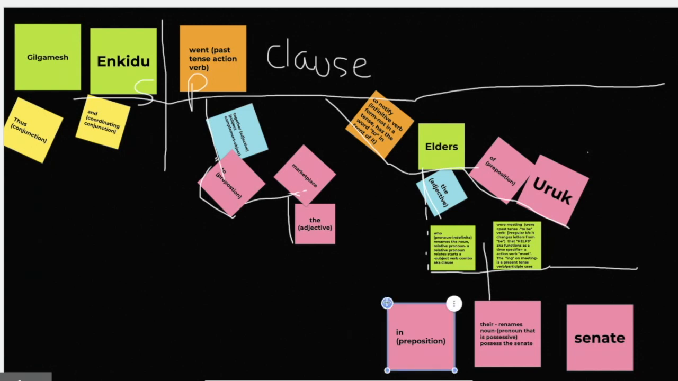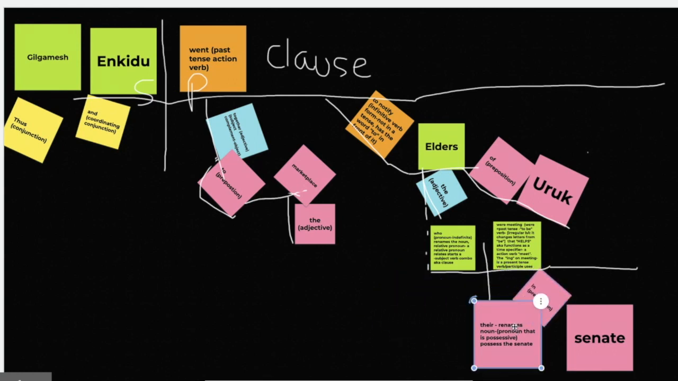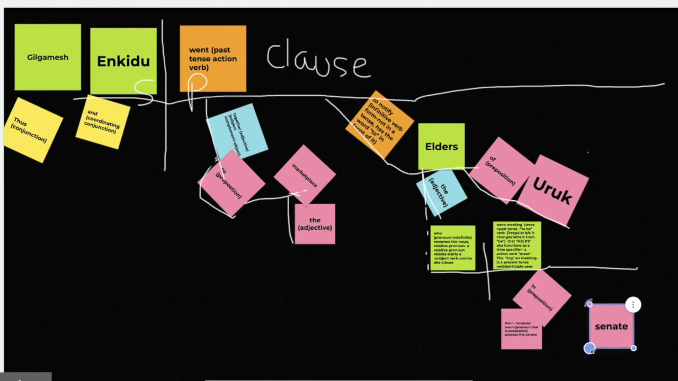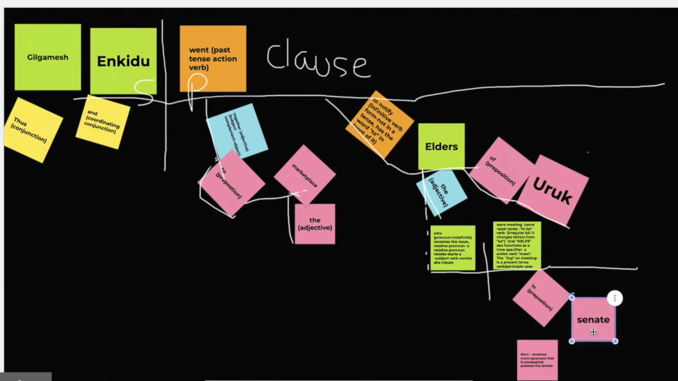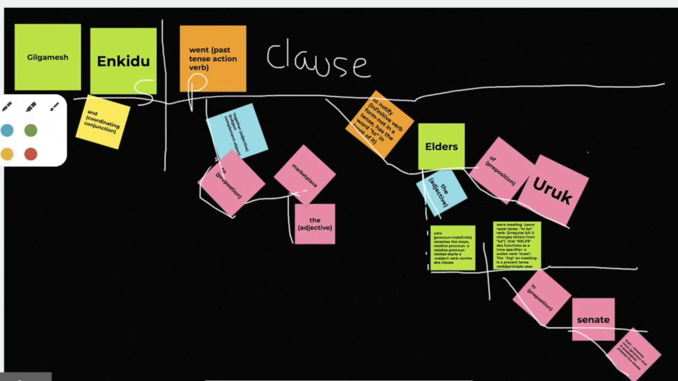Now we have our regular stuff coming off of the "were meeting." Who were meeting in their Senate. So whose Senate was it? It wasn't Gilgamesh's or Enkidu's. It was the elders', right? So they were in the Senate, and whose Senate was it? Theirs. So right there we have some more modifiers about the elders' meeting place, and that comes off Senate. All right, so diagramming sentences is a really great way to look at how the details are emphasized, especially in lines of enjambed poetry.